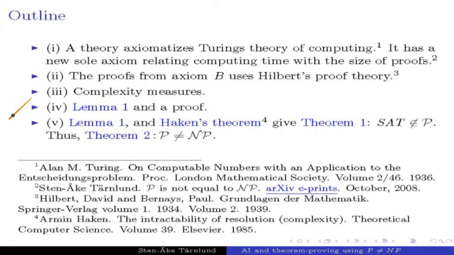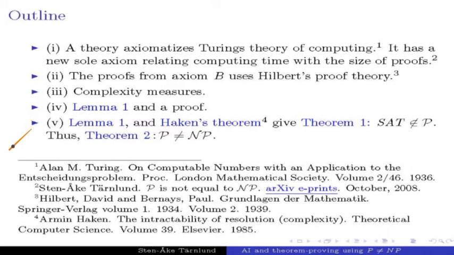And then I'm going to talk about complexity measures. You can measure the complexity of a problem in several ways, and I'm going to take up two. And then a few corollaries that follow rather straightforwardly. Then, the main result, that is lemma 1. And that follows from the axiom, of course. But it's the axiom that is important to give lemma 1. And I will show a proof.